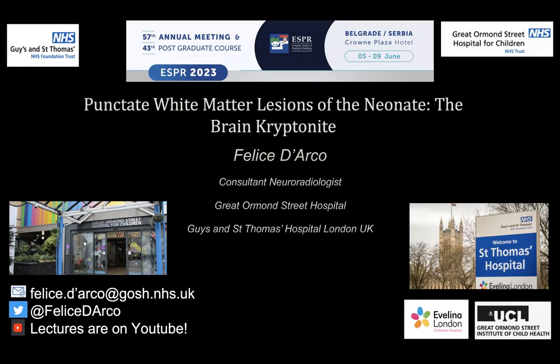So let's start with this topic. When we see small punctate lesions in a neonate, how do we interpret them? Does it make any difference if they are hemorrhagic, i.e. they show susceptibility, or not? Does it make any difference if they are associated with linear lesions or not? Can they be found in normal children without any poor prognostication, or are they always pathological? Can they be found only in isolation or in association with other neonatal pathology?